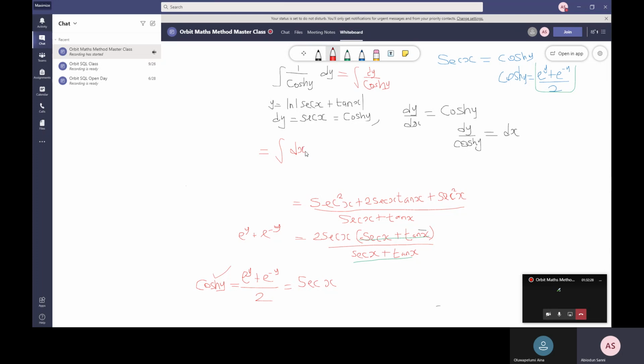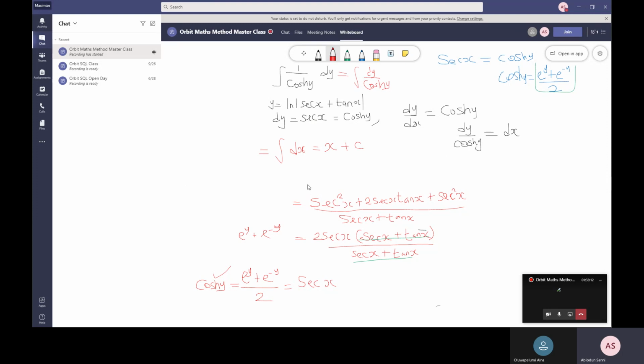Are you with me? Since dy over cos y is dx, what is the integral of dx? x, then you put plus c. So you just put x plus c. And you know that your y is ln of sec x plus tan x; it's just to substitute for the value of x here. Your integral is in terms of y, but you are able to convert it to x. So the answer is x plus c. You don't even need to stress yourself again. So that's just the solution to that.